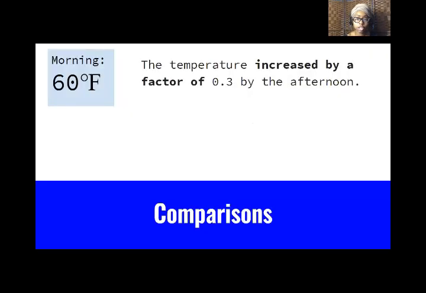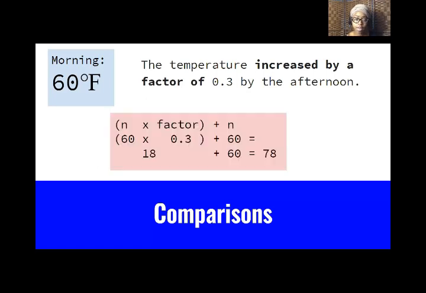All right, so let's say it's the morning time, and this actually is an example of what happened today. This morning it was 60 degrees, all right? The temperature increased by a factor of 0.3 by the afternoon, all right? So let's apply the formula. Okay, so the formula is n times the factor plus n. So our n is 60 times the factor, which is 0.3, and we're adding that back to the 60, okay? So 60 times 0.3, that's 18.